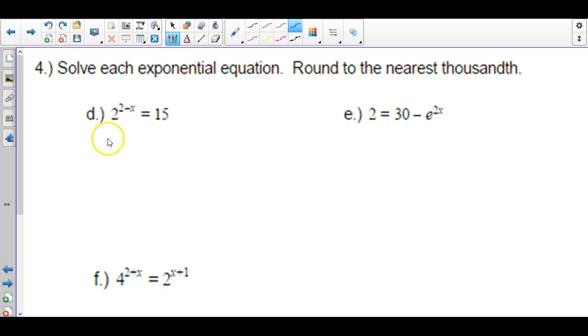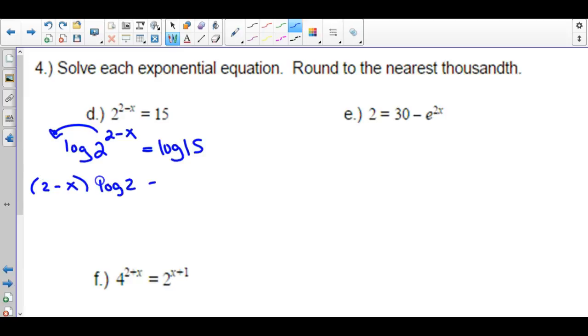So the first thing I'm going to do is apply a property. Well, I can actually log both sides first, and then I'll apply an exponential property. So I'm going to evaluate a log on the left and a log on the right. So that's the first thing I can do. And now I'm going to take this 2 minus x, and I'm going to bring it down as a coefficient to the log. So I'm going to write this as 2 minus x log 2 equals log 15.